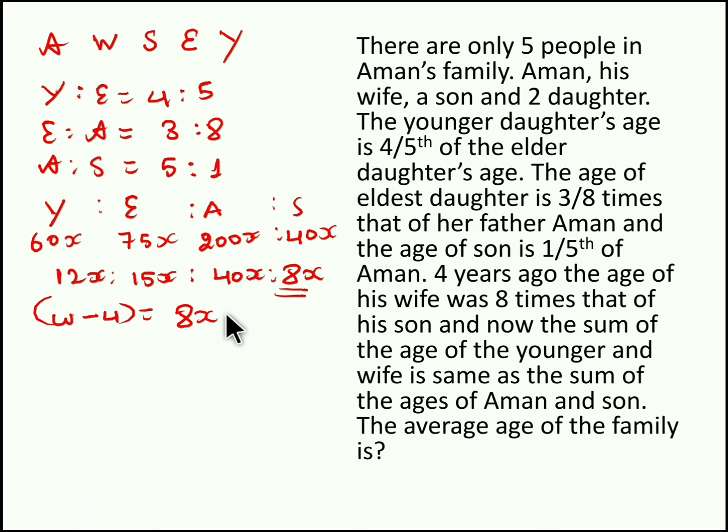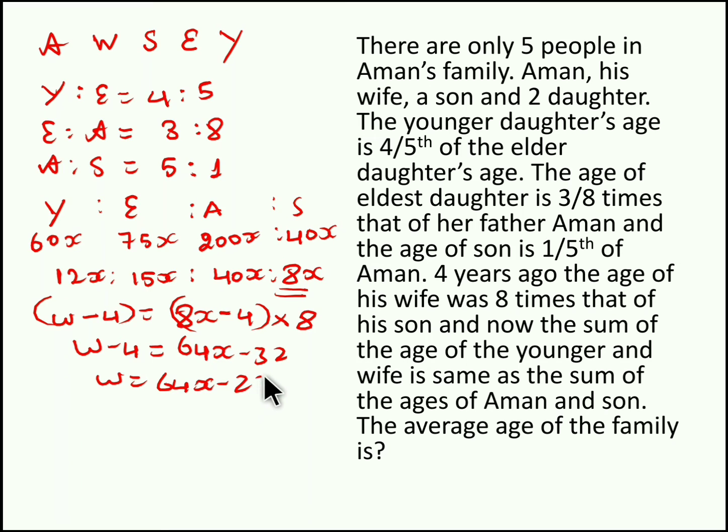So son's age will also be reduced 4 years ago. So 8x minus 4 is the age of son before 4 years, and wife's age was 8 times the son's age. So when you solve it, you will get W minus 4 equal to 64x minus 32. So W equal to 64x minus 28. So we can keep this value as it is.